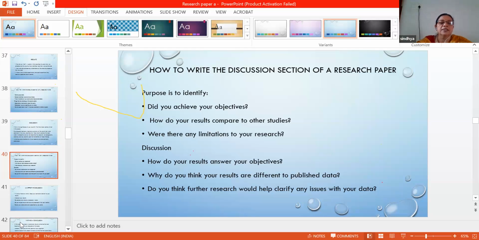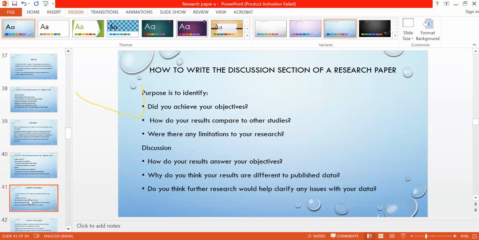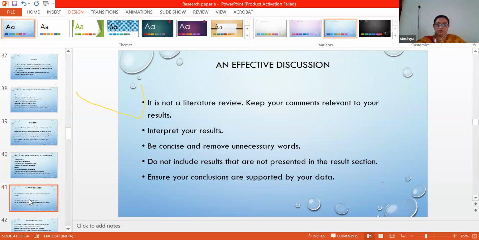And the discussion must address how your results answer the question, and what you think your results are different to published data, that is whether it is agreeing with the previous researchers or in disagreement, whether it is different from the published data. You have to evaluate that and write it in the discussion section. And further research: do you think further research would help clarify any issue with your data, whether this data is helping to formulate future problems or to find solutions to future issues. So that is one part of discussion.